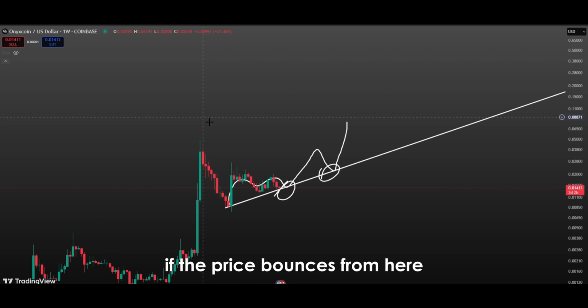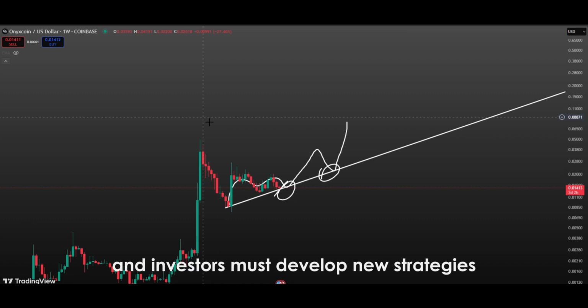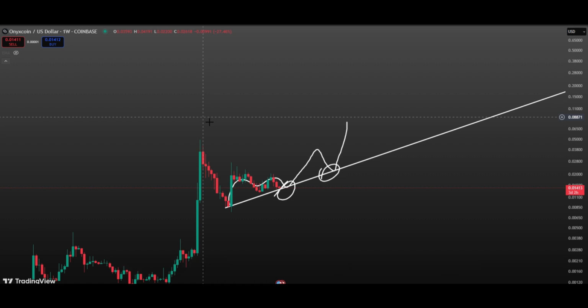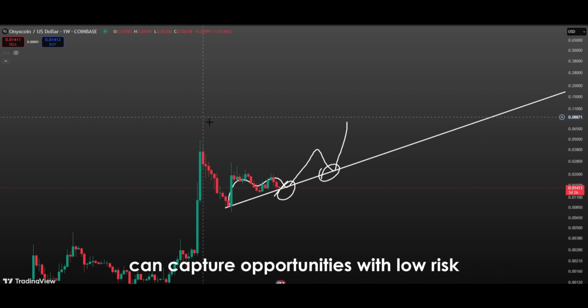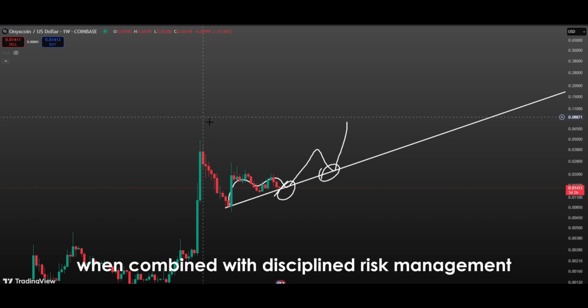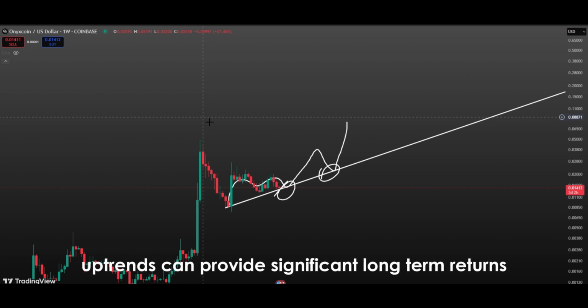If the price bounces from here and begins making new highs, the uptrend is confirmed as healthy. But if the trend line is broken, different scenarios come into play, and investors must develop new strategies. Investors who correctly analyze these contact points can capture opportunities with low risk and high potential reward. Especially when combined with disciplined risk management, uptrends can provide significant long-term returns.